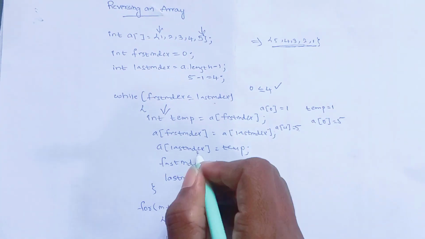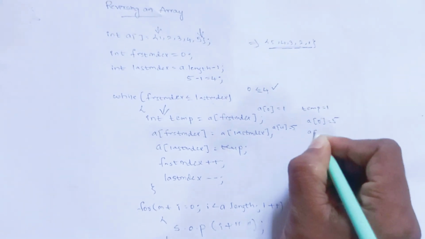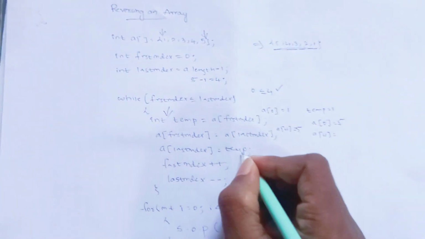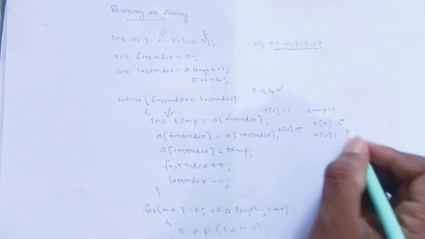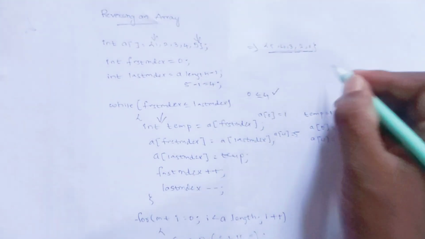Okay. Then A of last index equals temp. So A of last index means A of 4. So A of 4 is equal to temp. So the temp value is 1. Okay, 1. So what happens?